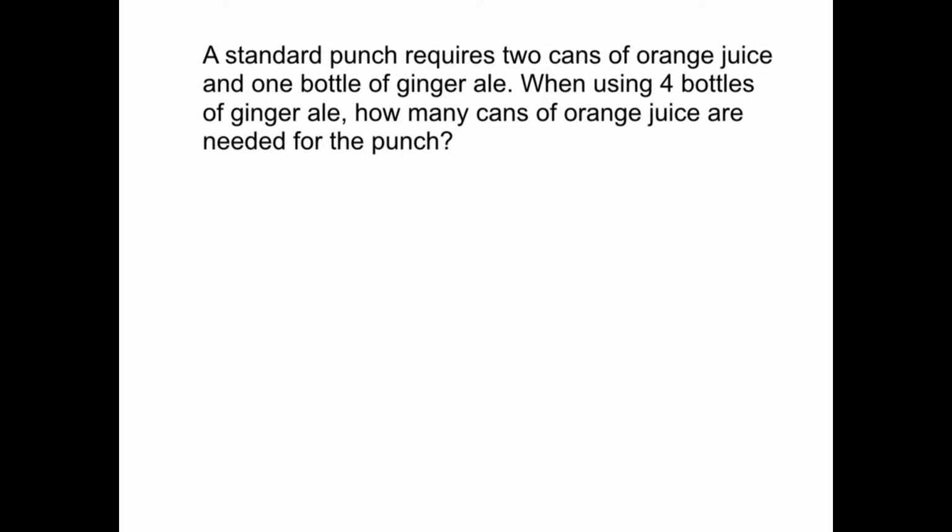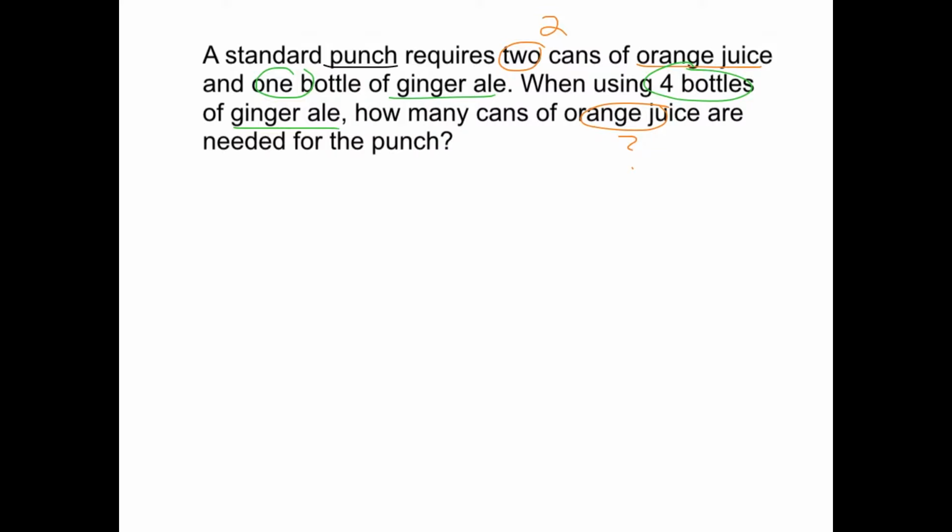So let's underline some of the information that's given to us in this problem. Well, we know that we're making a punch, and this punch requires 2 cans of orange juice and 1 bottle of ginger ale. If we want to make more punch, we're going to add more ginger ale. So if we add 4 bottles of ginger ale, how many cans of orange juice are we going to need?